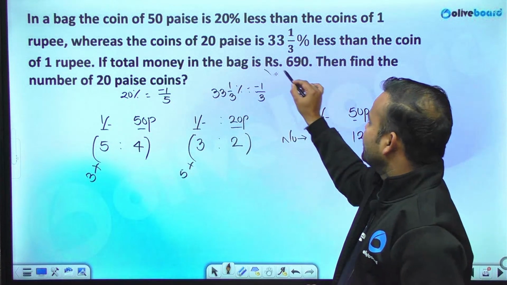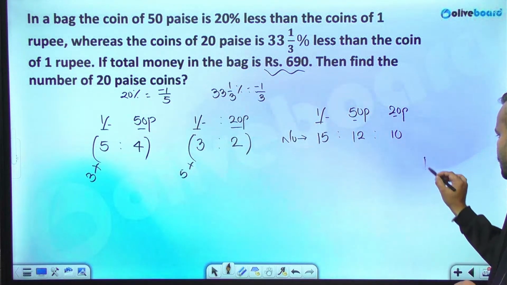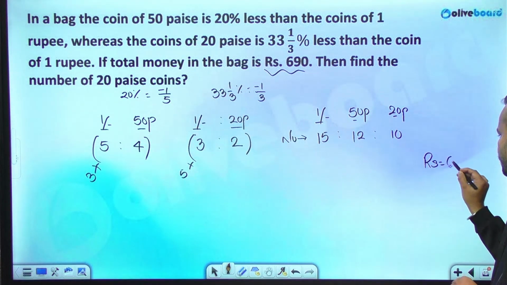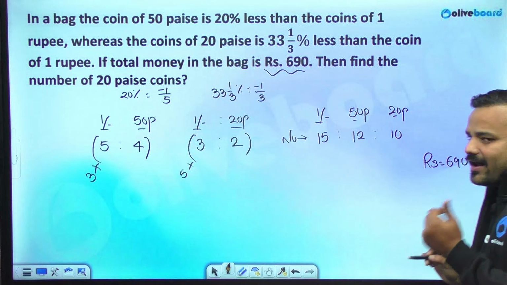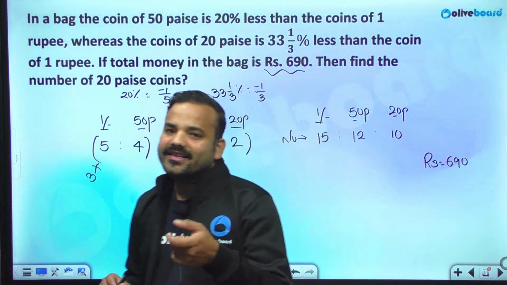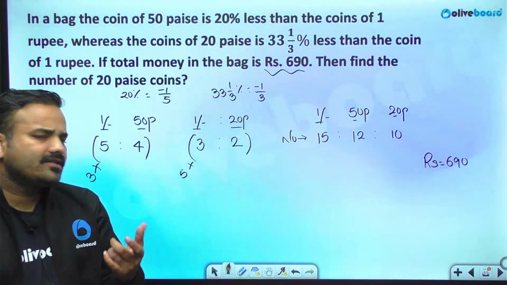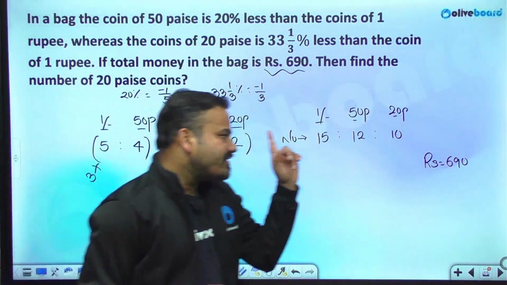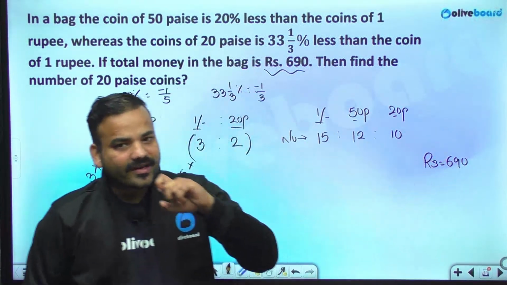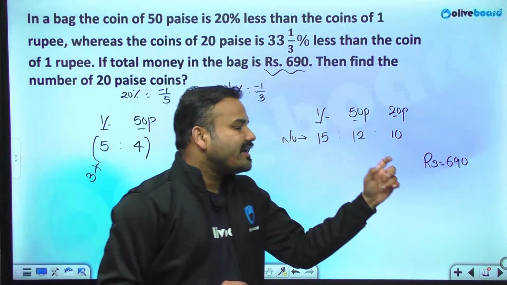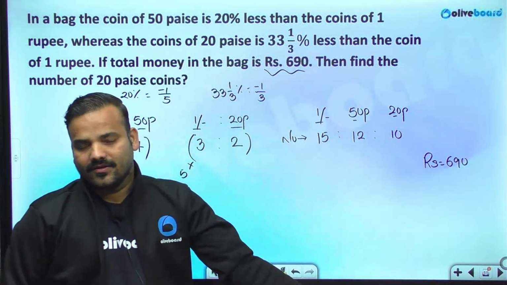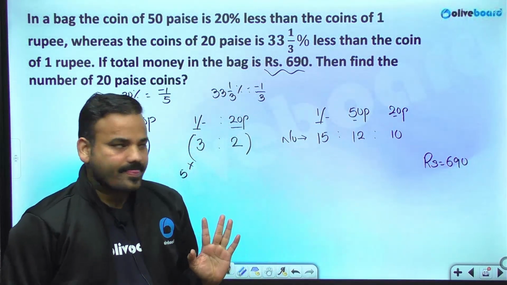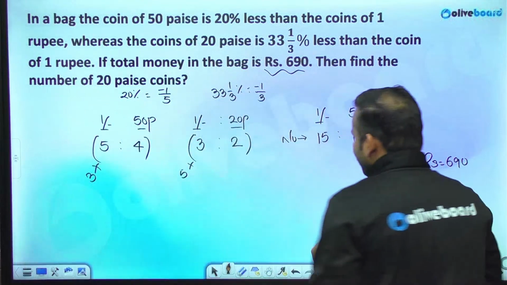Entire bag is carrying 690 rupees. So this is a value oriented question. You have only value oriented questions and coins oriented questions. Either the examiner will say the entire bag is having 690 rupees, or the examiner will say the bag is having 690 coins. Only two formats are there, right? So convert everything into values.